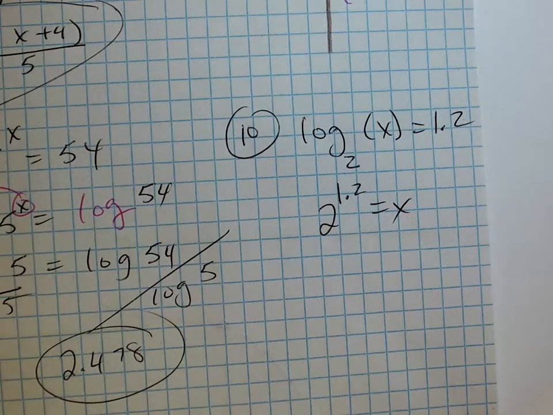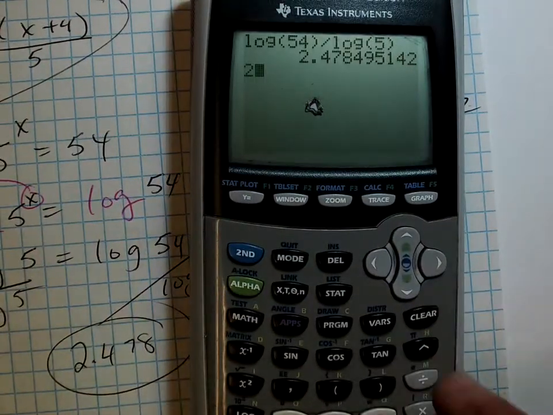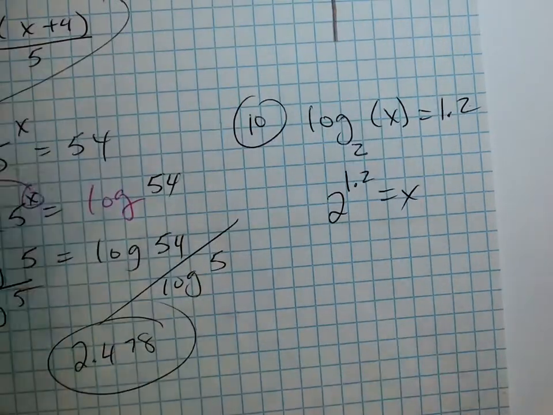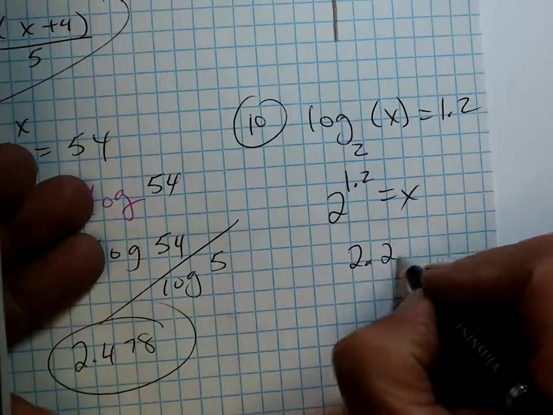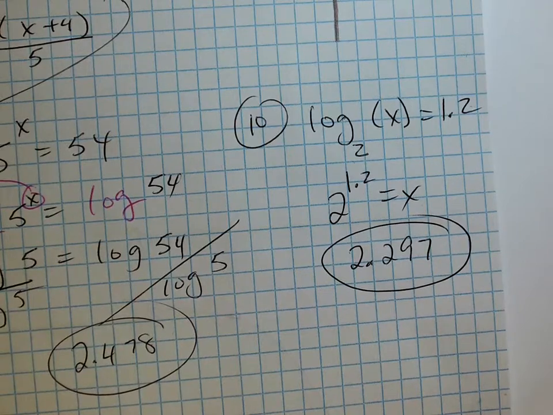And what is 2 to the 1.2? I don't know, it's a calculator for. What is 2 to the 1.2 power? About 2.297. Okay? Doing okay?